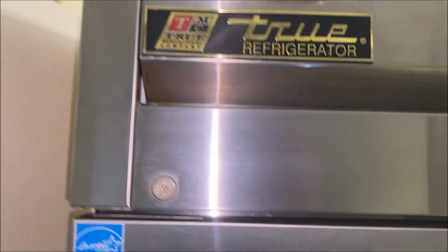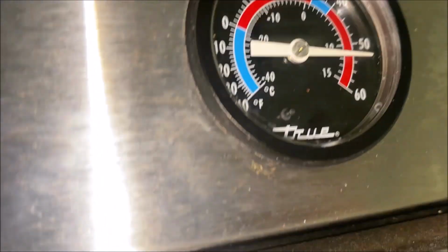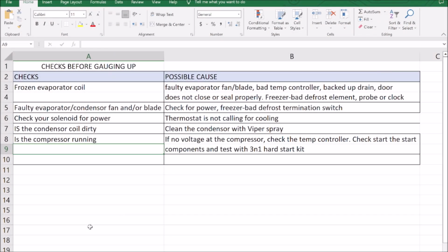Hello everyone, today I'm working on a true reach-in cooler here, a stand-up one-door that's not getting below 52 Fahrenheit. Alright, so we're going to pull up our refrigeration troubleshooting flow chart here. All our checks that we're going to do before gauging up: we're going to make sure the evaporator coil is not frozen, check our fans, check if our condenser coil is dirty, and then check if our compressor is running.